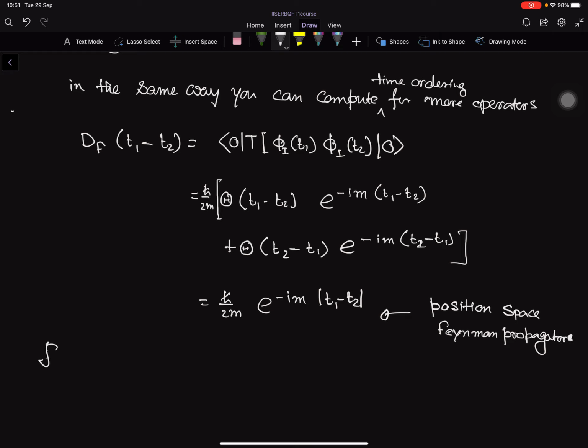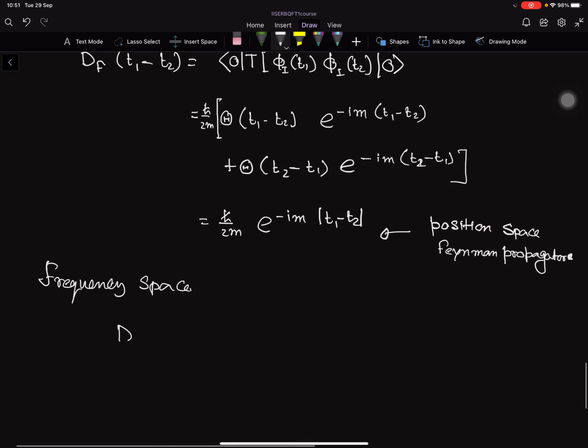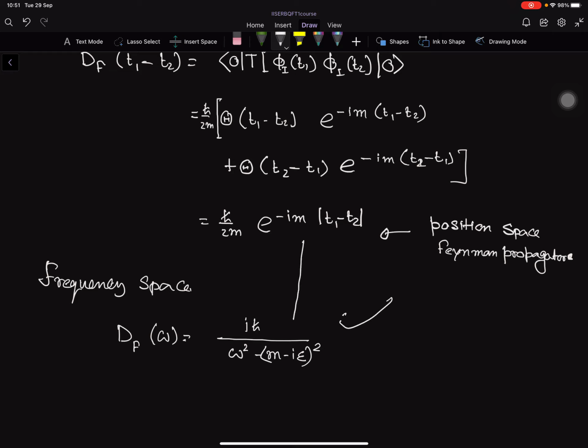Now in frequency space what happens? In frequency space, if you take the Fourier transform, this becomes the following. Okay, so check it, show this. Again, epsilon is greater than 0.